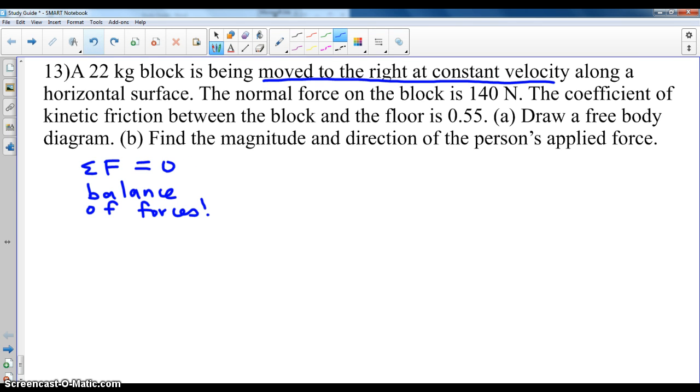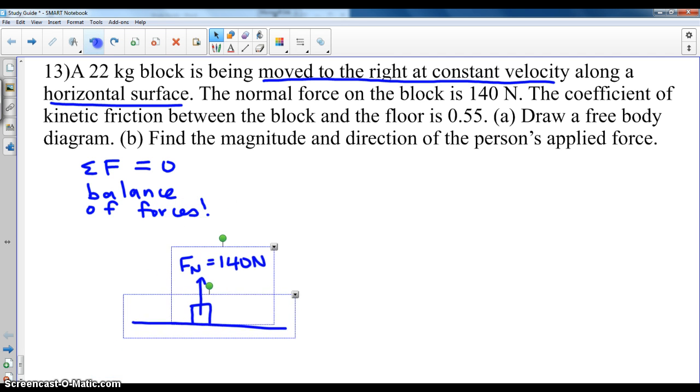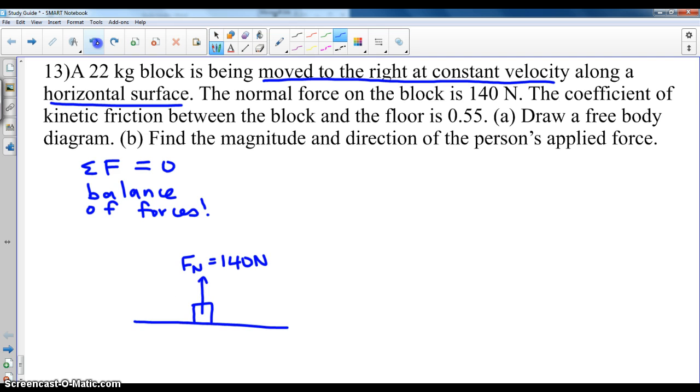Okay, the normal force. It's being moved to the right at constant velocity along a horizontal surface. That's important too. It's not a ramp problem. So there's our block, constant velocity. The normal force is 140 newtons. The coefficient of kinetic friction between the block and the floor, mu k, is 0.55.